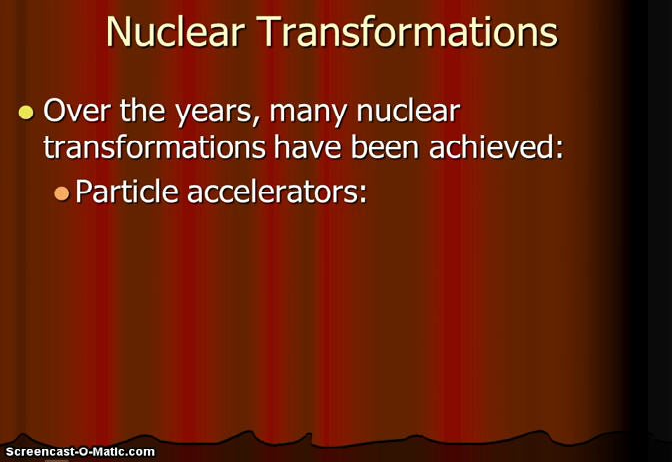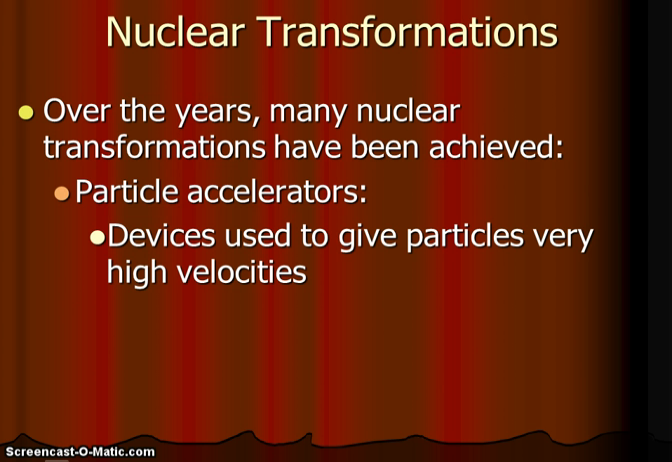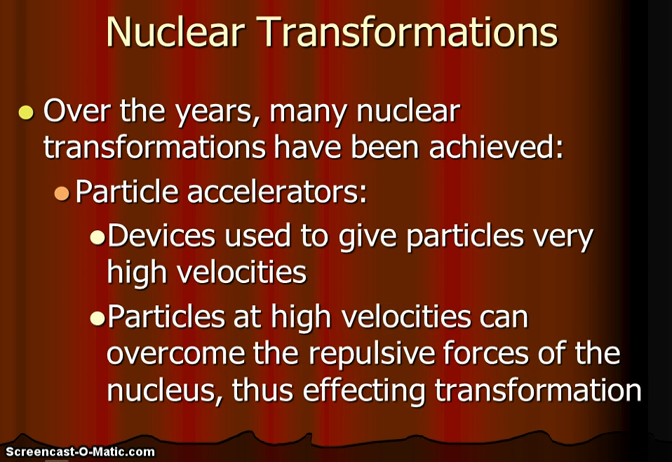One way that this occurs is by particle accelerators. And the name pretty much tells you what a particle accelerator is. It's a device that's used to speed up the velocity of particles, to make them go faster. What that allows those particles to do is, when they're at those high velocities, they can overcome the forces of the nucleus and therefore bond in with the nucleus and transform or transmutate that particular isotope.